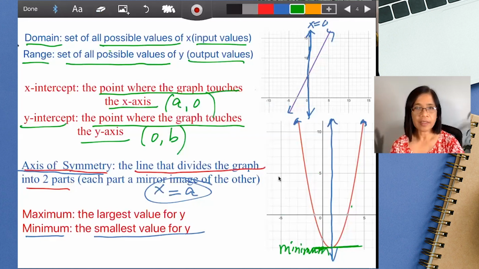I'll give you a few seconds to take down notes and also create a mental picture of these words with the illustration on the graph.